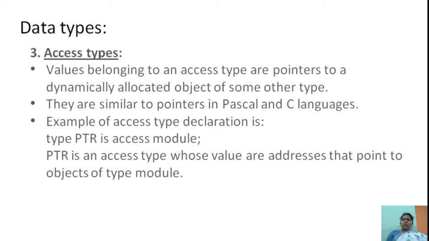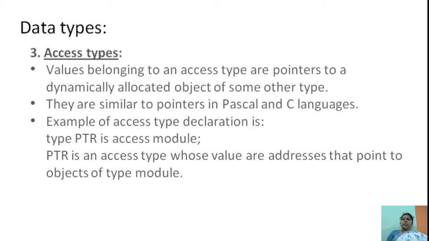Access type is used to point to any value inside the program or outside the program. So access is used as a pointer that points to any value inside or outside the program. It works as a pointer in the programming language.